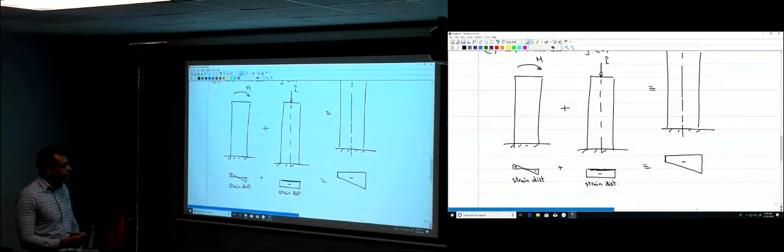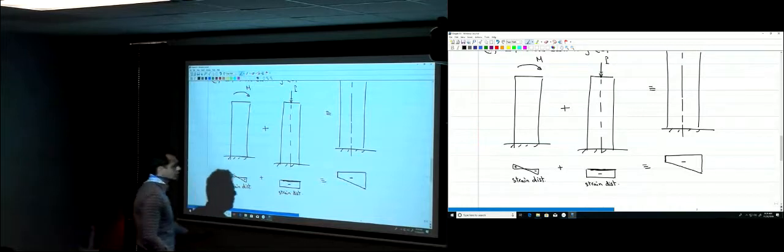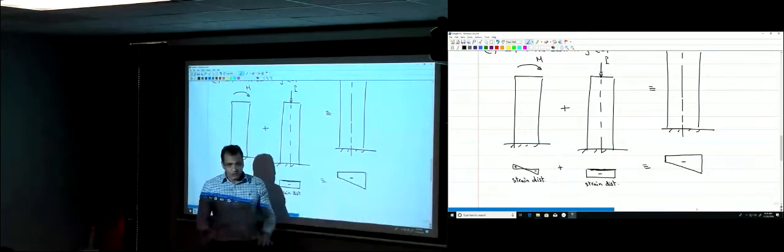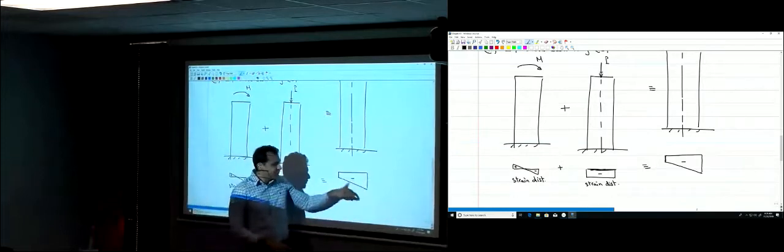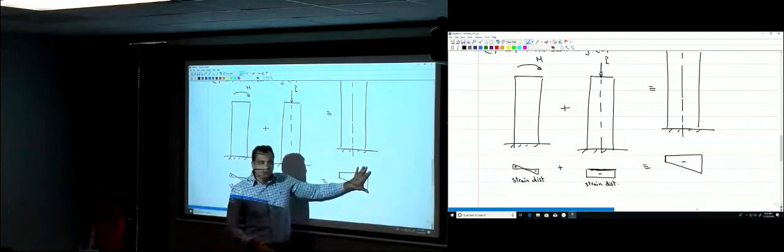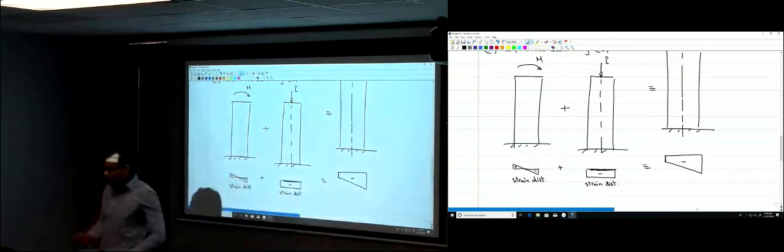What do you think? When will this column fail? As you see here, according to this strain distribution, the column is all under compression, right? It's compression everywhere, but the compression here is smaller than the compression here. When will it fail? When this large compression strain reaches the ultimate value, right? So it will fail at this value here.